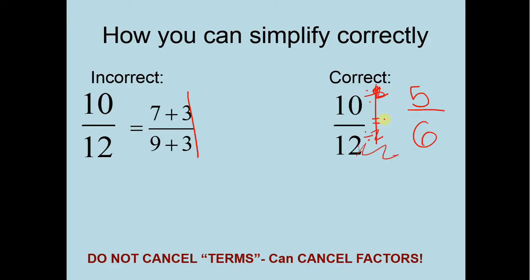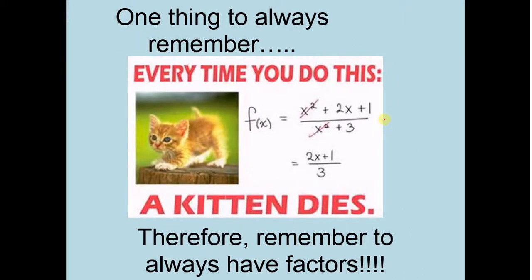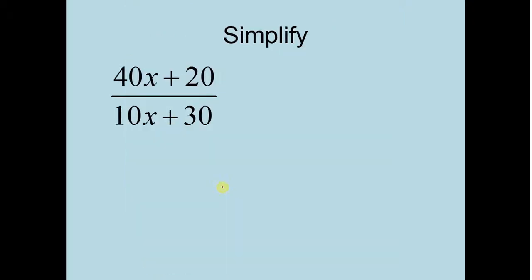Multiplication is the key. Here's something to keep in mind. If you cancel out an x squared and an x squared, a kitten will die. It's truth. I've seen it happen. So let's save the kittens. Remember to always cancel factors, all right? Don't do this. Make sure you save that kitten. So simplifying. Can't take that 10x and that 40x. I can't cancel those.